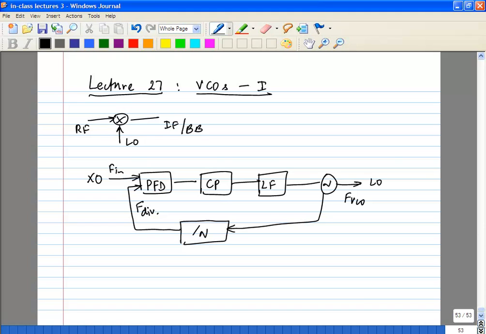So that is one major application, which is to perform the local oscillator function in mixers, in RF transceivers.